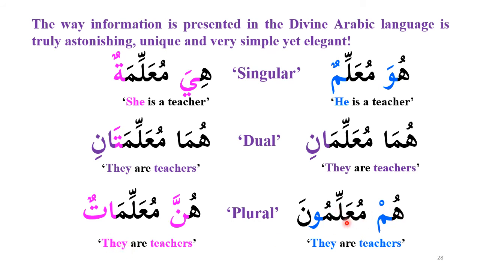So see, huma muallimuna means they are teachers, but huma muallimani also means they are teachers. The difference is that this means two, this means three, and this is male because of the waw. Waw is primarily male in meaning. Then hunna muallimatun also means they are teachers, but the noon we know is feminine, and the at means many, right? It's a plural sense, and ani would mean dual. Alif noon would mean dual.